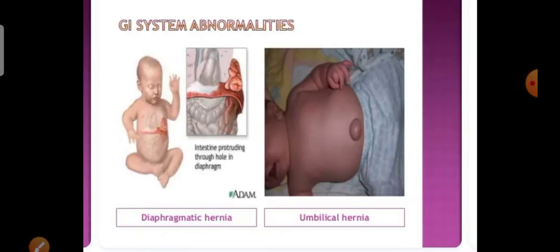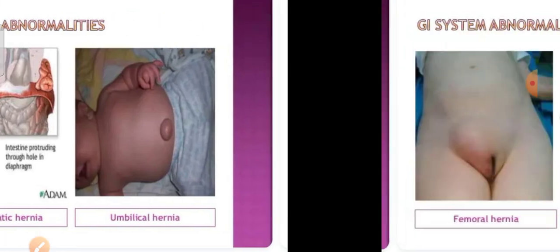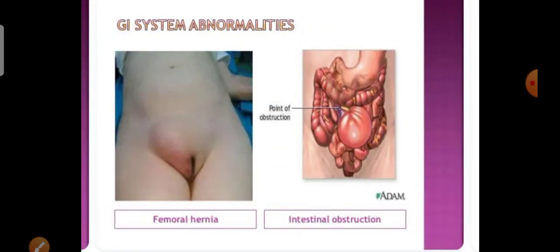Next one, GI system abnormalities, diaphragmatic hernia. Here the hernia will be there. Due to different reasons there will be displacement of the organ, and it will come outside a little bit. If the problem is at the diaphragmatic region, we can call it diaphragmatic hernia. If the baby has it at the umbilical region, we call it umbilical hernia, due to improper placement. Next one is the femoral hernia, here also in ladies, in the groin area.